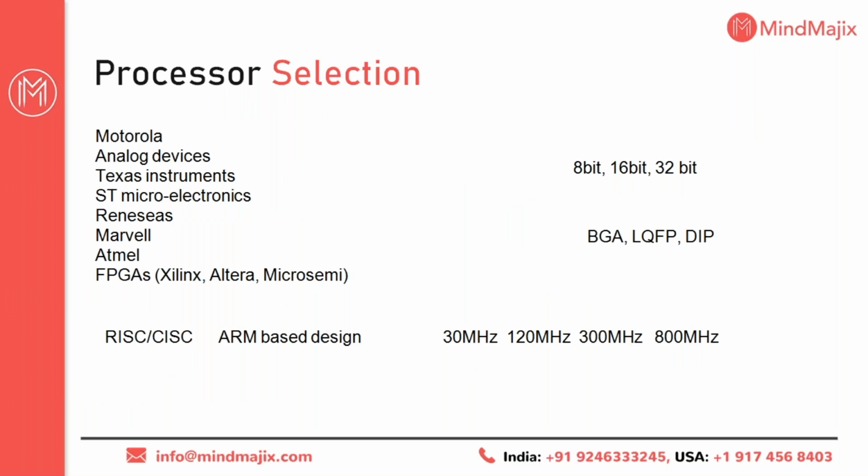Now, processor selection is a part of the design process, and there are so many companies to choose a processor from: Motorola, Analog Devices, Texas Instruments, Renesas, Marvell, you name it. Around 20 to 30 manufacturers make processors. They make 8-bit, 16-bit and 32-bit processors. They come in BGA packages and others, and RISC, CISC and ARM-based designs are there. Processors may run at different clock speeds, from 30 MHz to 120 MHz, up to high speeds like 800 MHz.